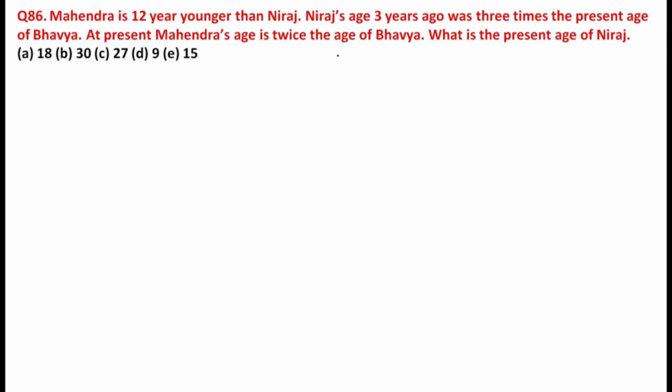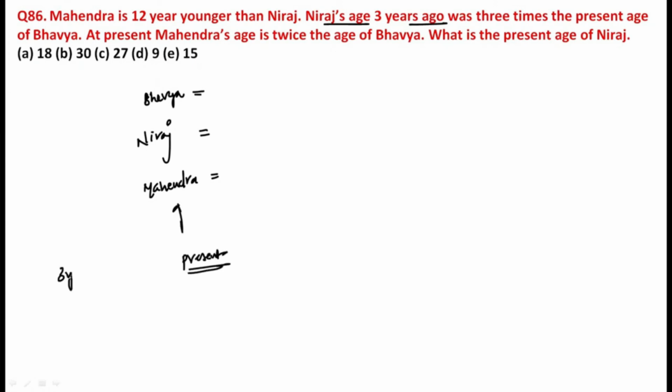Mahindra is 12 years younger than Neeraj. So Neeraj compared to Mahindra, 12 years younger. Neeraj is X. Now Mahindra is X minus 12. Neeraj's age 3 years ago was 3 times the present age of Bhavya. So guys, take this information out. Now 3 years ago, there is a comparison. That's why I just erased those information. This is the information. You just check it out.